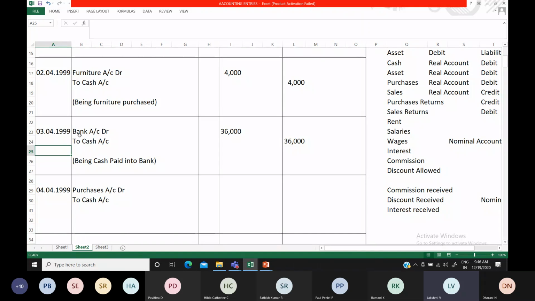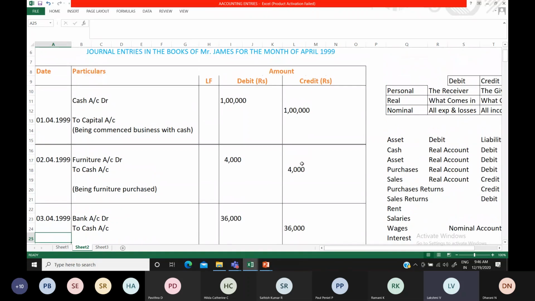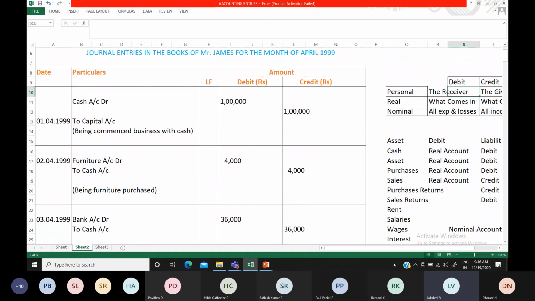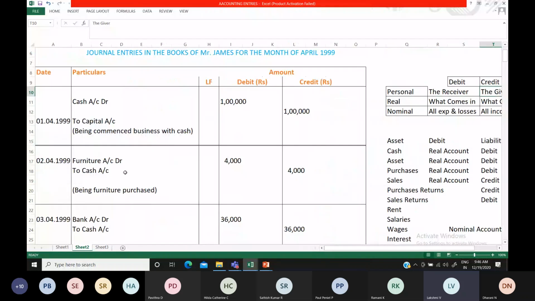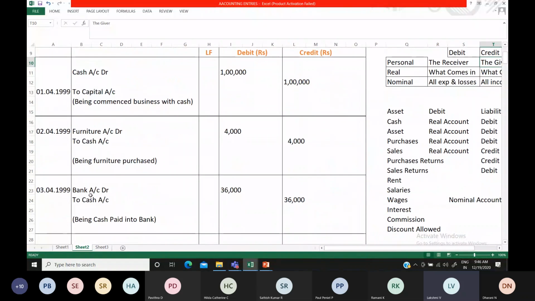So why am I debiting the bank account? Since bank is a receiver. Any person's name, or artificial persons like a bank or a firm name, if you come across them, will come under personal account only. So for the personal account rule, you just have to think: debit the receiver, credit the giver. Then you have to debit or credit accordingly.